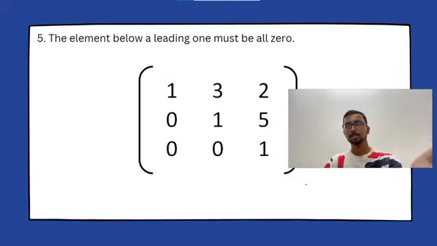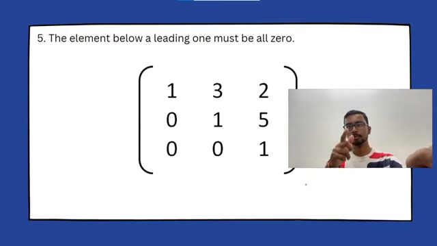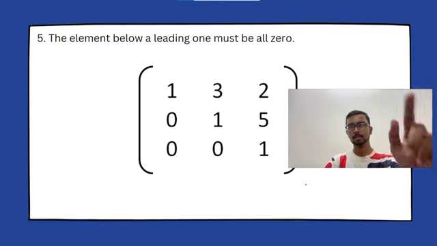Last but not least, the elements below a leading one must all be zero. In this matrix, we can say it is an REM because below each leading one there is a zero, so it's an REM.